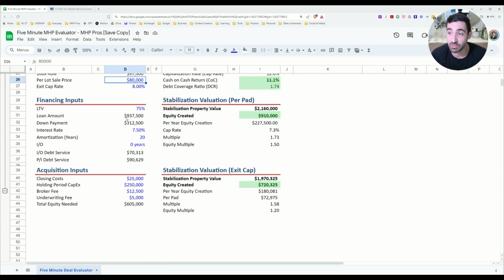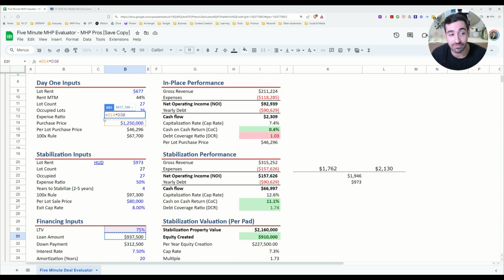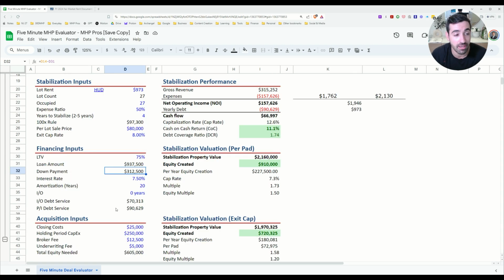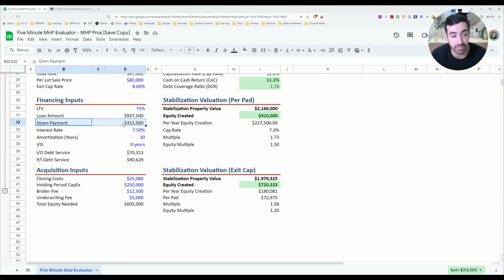So moving on from the stabilization inputs, let's go to the financing inputs. We have LTV, which is loan to value. Our loan to value is going to be 75%, which means for every dollar that we spend on this park, the bank's going to give us 75% of that, so 75 cents on the dollar. Our loan amount is going to be based on what the purchase price is times our LTV, so we're going to get $937,000 from the bank, and our down payment is going to be $312,000.